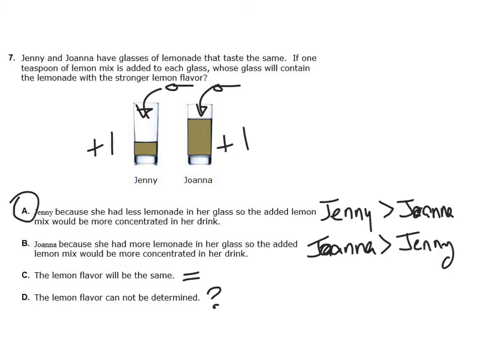So make sure that if you put Joanna's, make sure that is greater. Make sure that you understand that the more mix you put in and the less water there is, the more concentrated your flavoring is going to be. C, they're not the same because we added more mix. And D, yes, you could determine it just by looking at the color sometimes, or just seeing that the amount is less in Jenny's glass than it is in Joanne's glass.